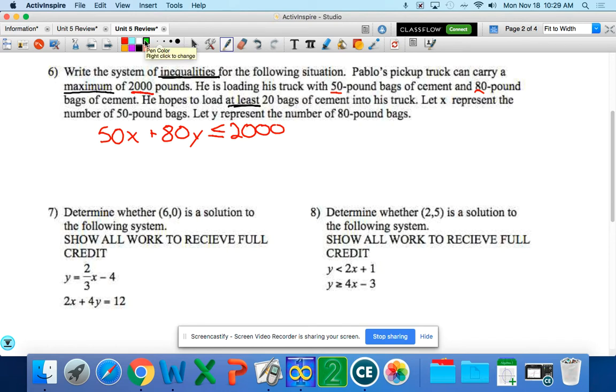My next equation is just about the total number of bags, okay? This part, the at least 20 bags. That means all his 50-pound bags plus all his 80-pound bags needs to be greater than or equal to the 20 bags he wants to carry, okay? So there will be your 2 equations. You don't have to work them out. You don't have to solve it out. It's just about the setup here.